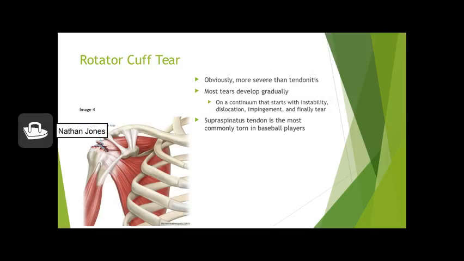A more serious rotator cuff injury is a rotator cuff tear, and most tears develop gradually. They don't just happen in a single throw. They'll start out as micro tears and eventually get larger and larger until it's a full tendon tear. And a lot of the injuries that I mentioned before, the instability, dislocation, and impingement, will also build on each other and eventually lead to a tear. And the supraspinatus tendon is the most commonly torn in baseball players.